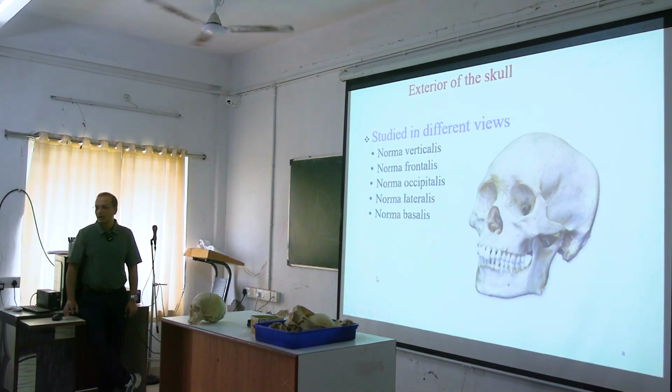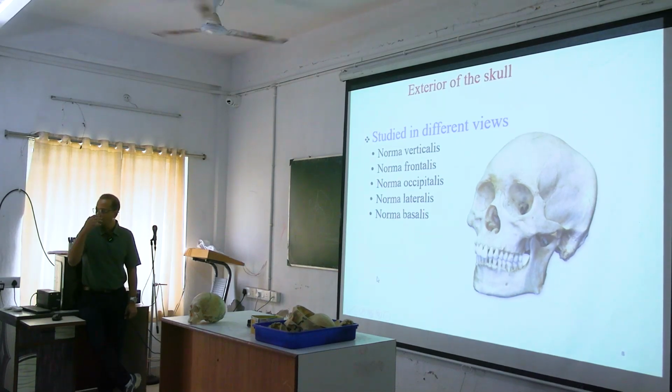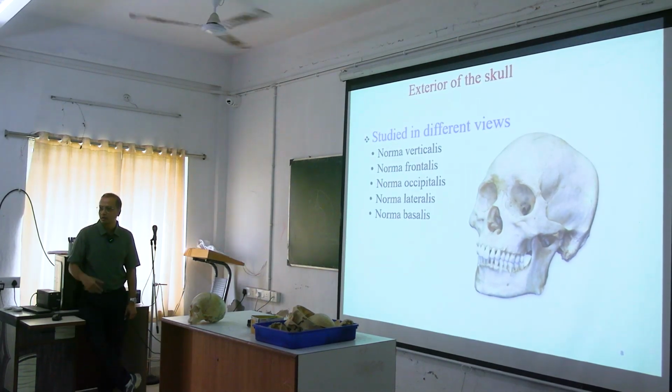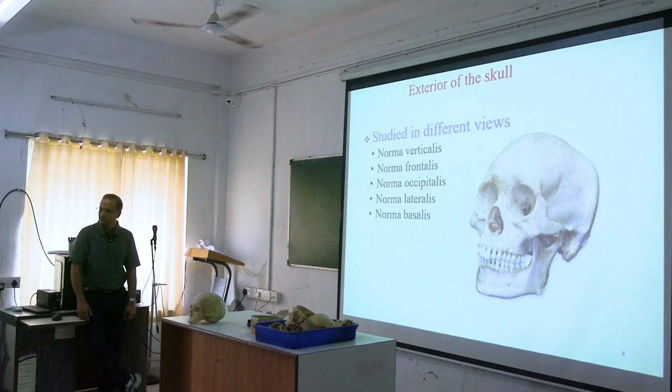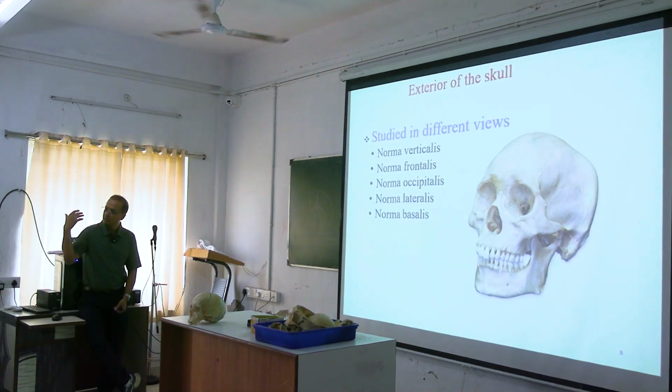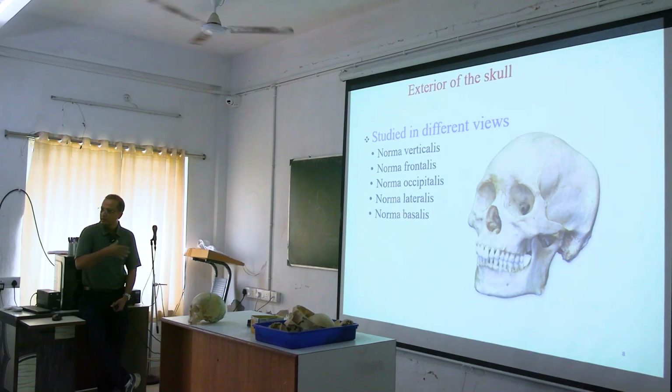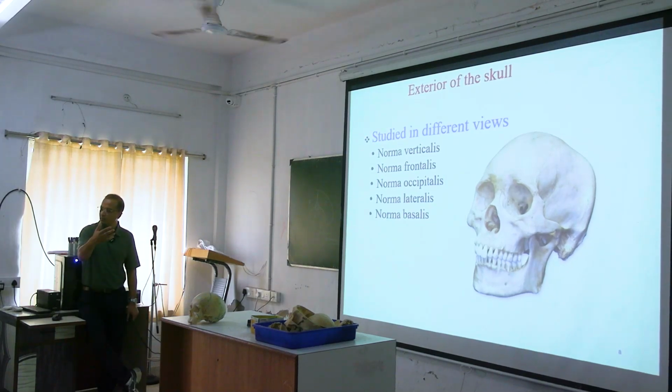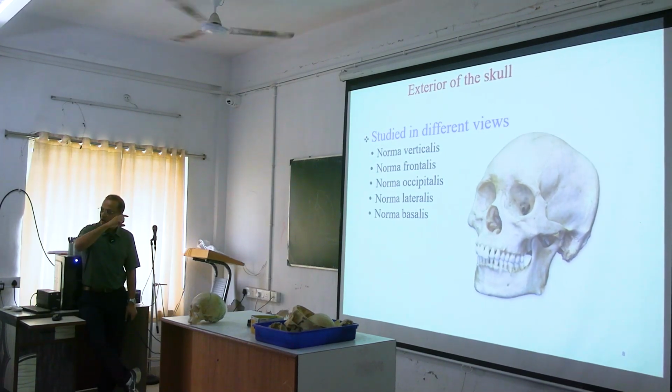Now, how you are looking at this skull, we call it norma, the look. Just like the anatomical position, we say anterior, posterior, lateral or oblique. How the skull is seen, we call norma. Norma means how we are looking at it.